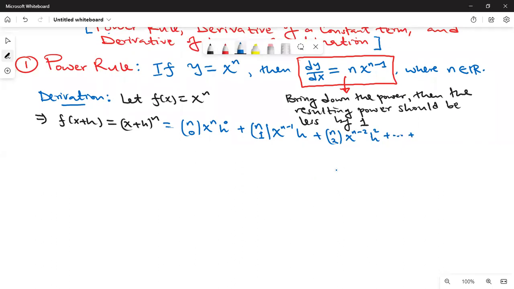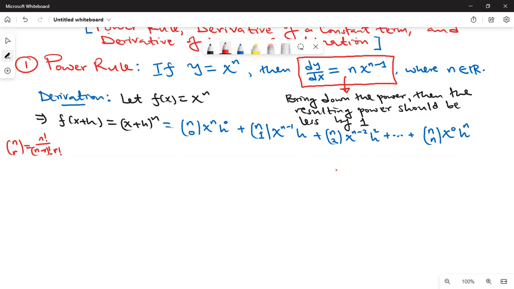plus the last one will be n combination n, x raised to 0, h raised to n. That's what we'll have. And remember, I want us to take note of combination. How do we define combination? Take note that n combination r is defined as n factorial over n minus r factorial times r factorial. This is r. So that is what we mean by n combination r.